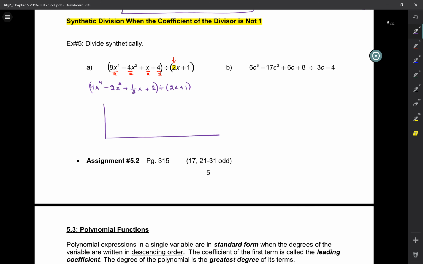I haven't divided that 2 out yet. I've only divided it in the main polynomial. I haven't touched the second polynomial yet. Now, my coefficients. Am I missing any exponents? The 3, right? So it's going to be a 4, a 0, negative 2, 1/2, and 2.